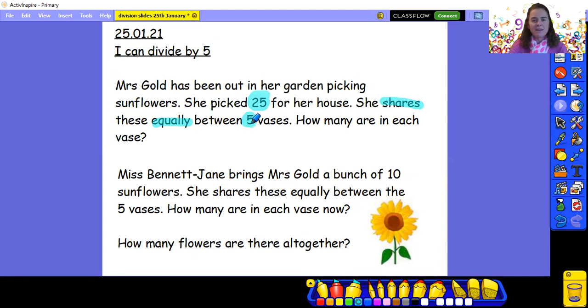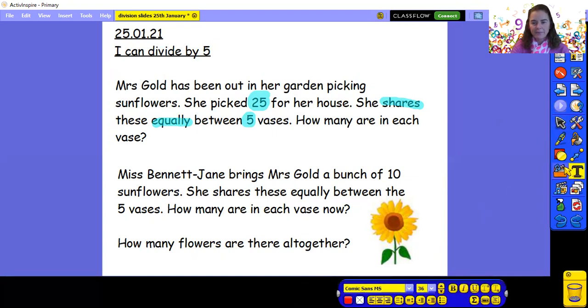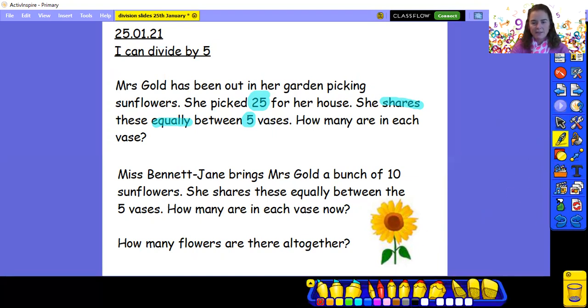How many are in each vase? So our number sentence would be 25 divided by 5. So I'm going to write it here. 25 divided by 5 equals. Okay. How would you solve this?